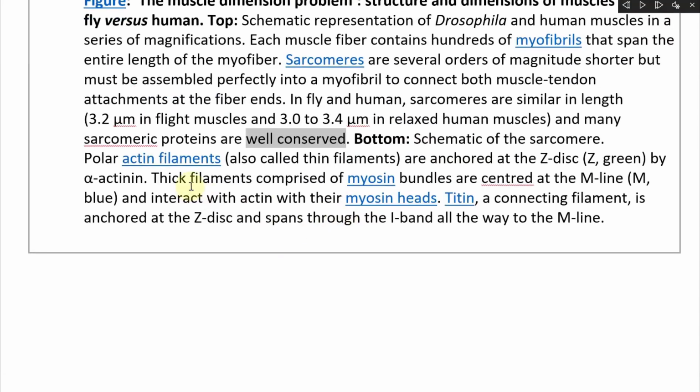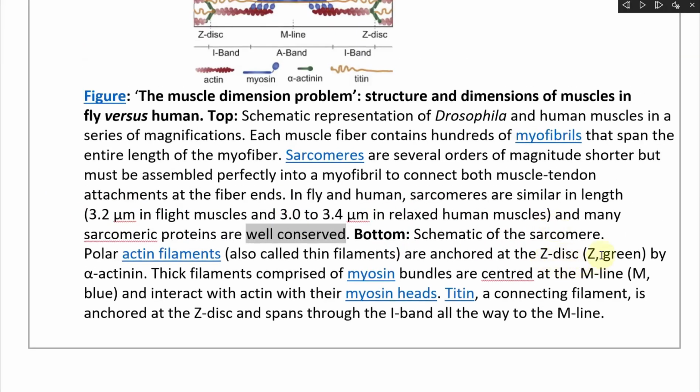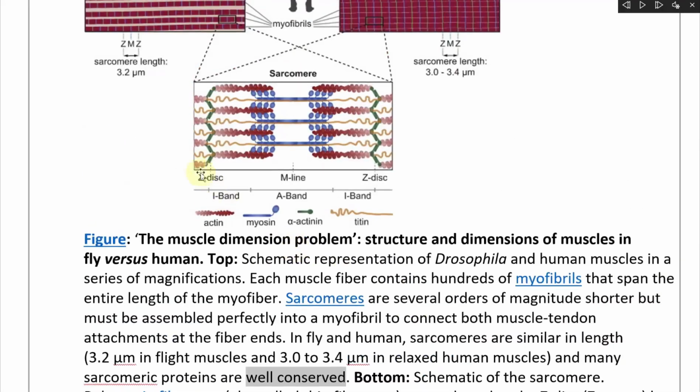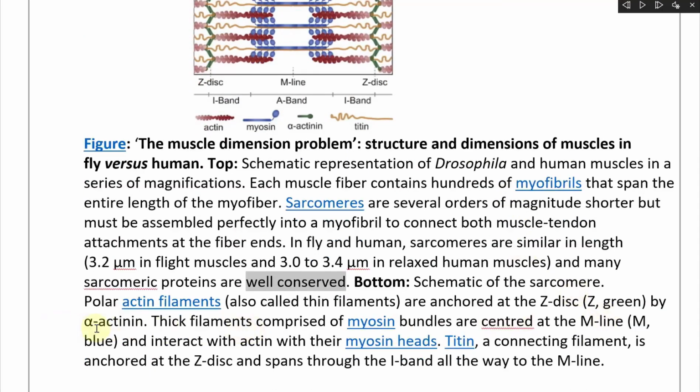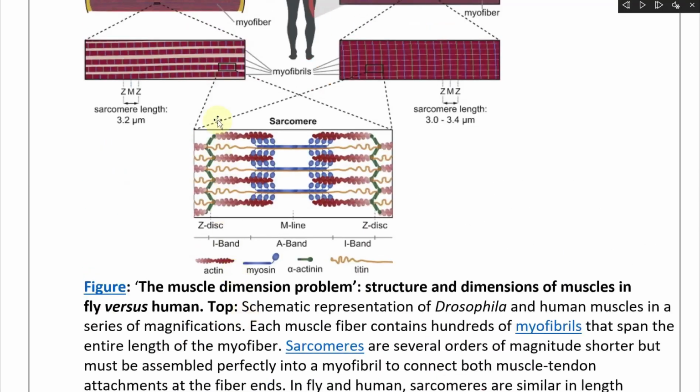Let's take a look at the bottom part, the bottom schematic of the sarcomere. Polar actin filaments, also called thin filaments, are anchored at the Z disc, the green label right here. This is called alpha actinin, another protein, and these are anchored at the Z disc. The green ones right here are this type of protein anchored over there at the Z line.